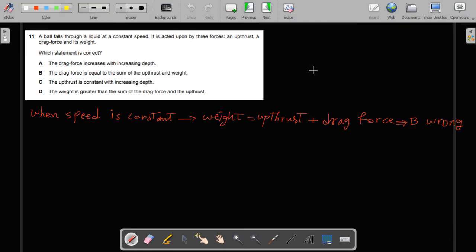Question 11. A ball falls through a liquid at a constant speed. It is acted upon by three forces: an upthrust, a drag force, and its weight. Which statement is correct? We know that when speed is constant, weight is equal to upthrust force plus drag force. That's why B is wrong. So B is wrong.